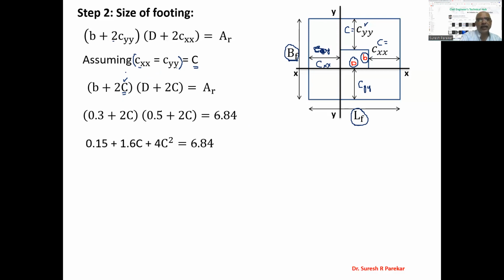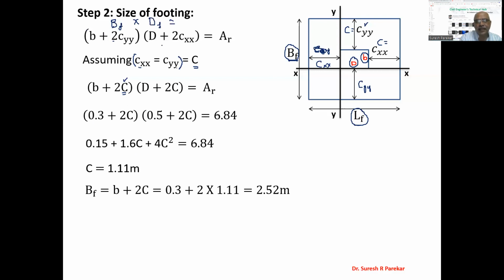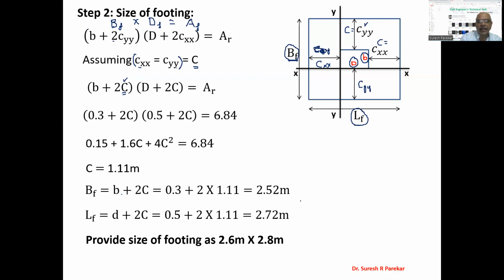So we substitute, the unknown is C, and we get a quadratic equation. By solving this quadratic equation, we have the value of C as 1.11. We put it in Bf, because we have the size of footing, so I can write it as Bf into Lf, equal to Af. Therefore Bf is B plus 2C, which comes to 2.52, and Lf is 2.72. We round it up on the higher side, and we get the dimensions of footing: Bf as 2.6 meter and Lf as 2.8 meter.